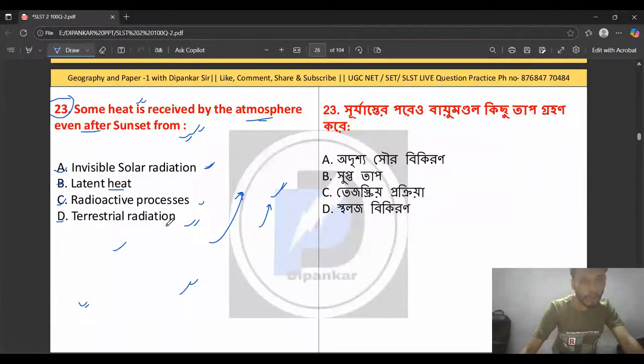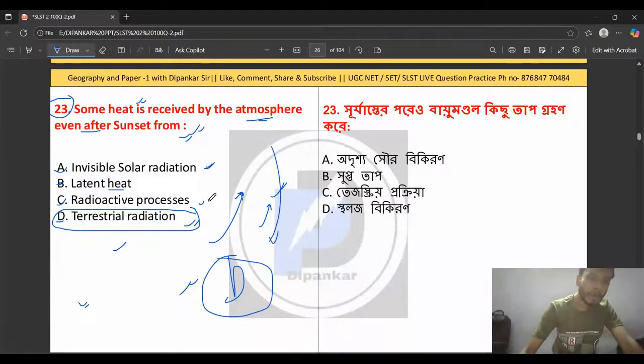So this is why terrestrial radiation is the main factor for the receiving of heat after the sunset. Okay, so terrestrial radiation is the right answer. The right answer of 23 is D.